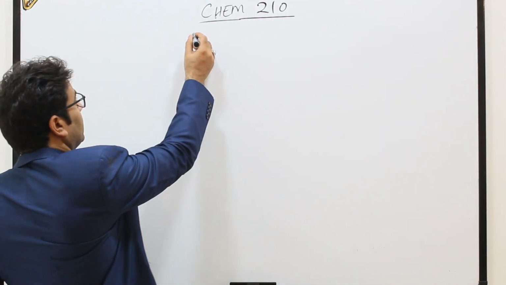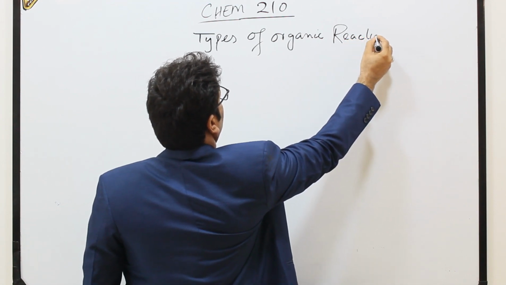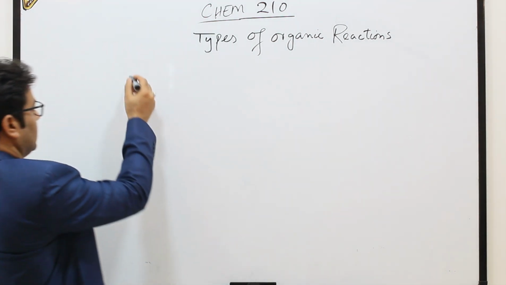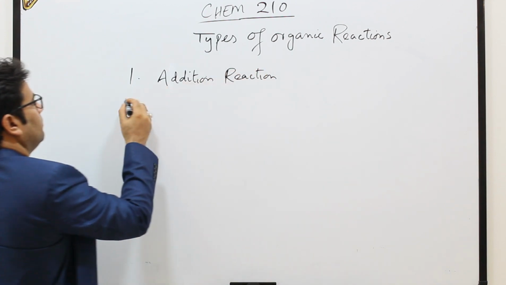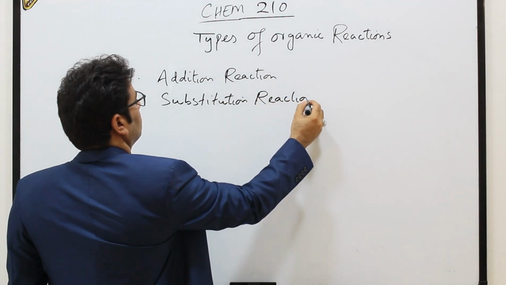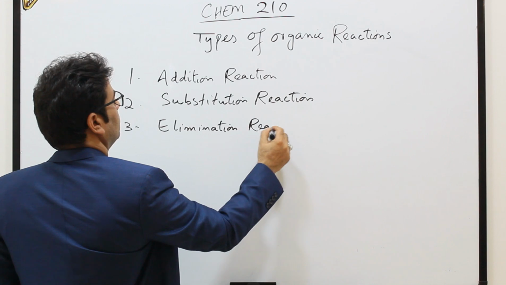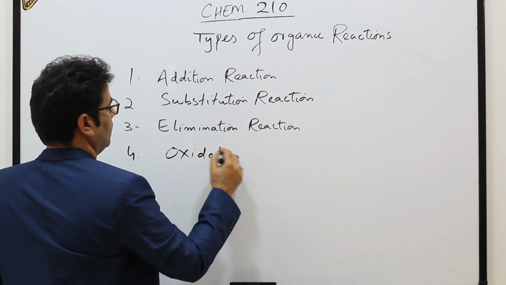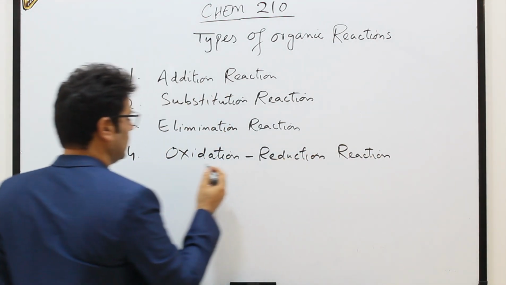So if you remember, types of organic reactions. Generally we were saying that there are four types of reactions. Number one, addition reaction. Number two, substitution reaction. Number three, elimination reaction. And number four, oxidation reduction reaction. We also call it the redox reaction.